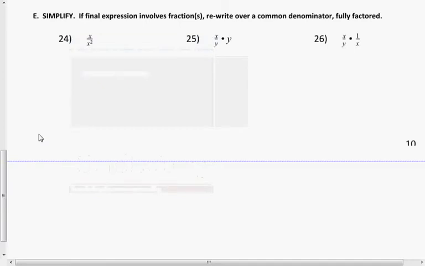Chapter 7 Prerequisite Review. I'm going to look at numbers 24 through 32. Number 24. The directions for all of these are to simplify, and if the final expression involves a fraction or fractions, make sure to rewrite it over a common denominator so that it's a single fraction. Fully factored, we'll talk about that.